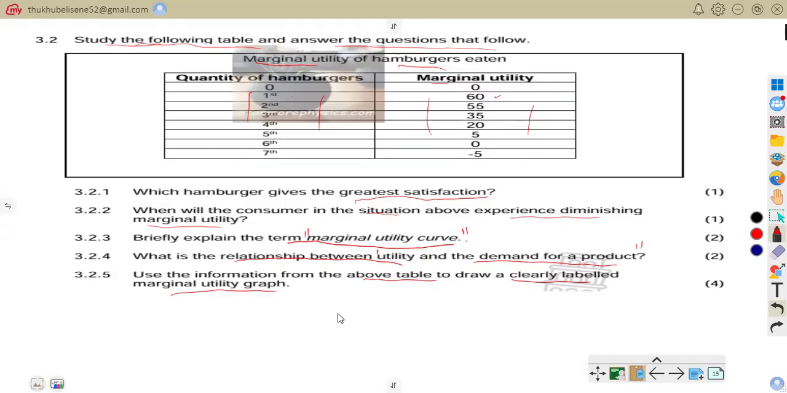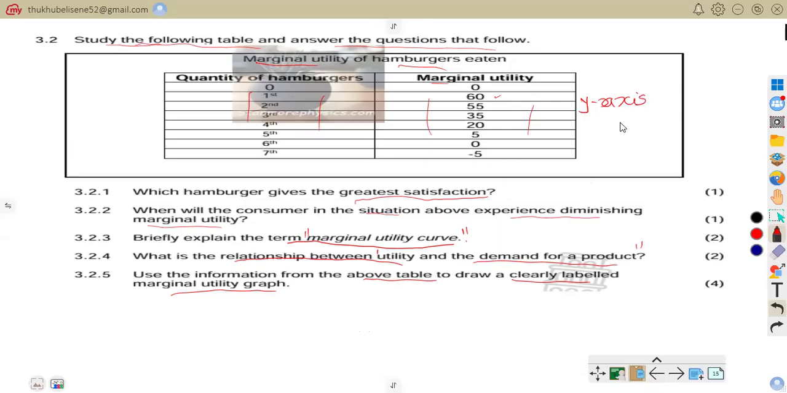On the x-axis, we are going to have the quantity of hamburgers, from 0 to 7. On the y-axis, marginal utility: 60, 55, 35, 20, 0, as well as -5. These will be on our y-axis when you draw that.